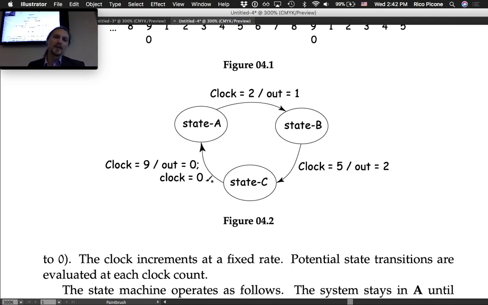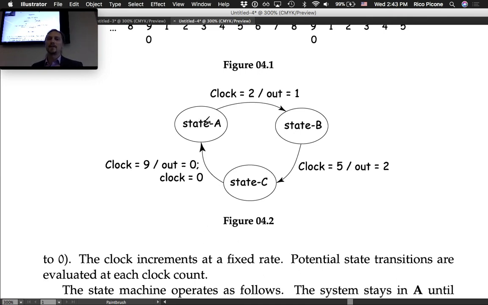You look at it and you say, okay, state A. You're in state A until the clock is 2. Then you change the output to 1, and you change the state to B. You're in B until this condition is met. Clock is 5. Then you output 2 and you change it to state C. And then you're in state C until the clock is 9. You set the clock to 0, you set the output to 0, and you change to state A.